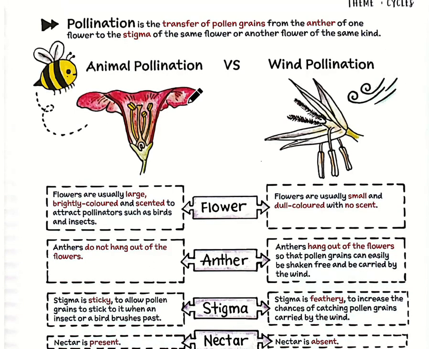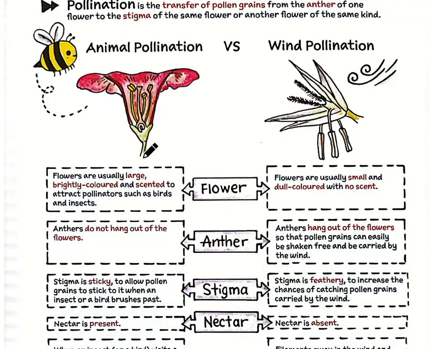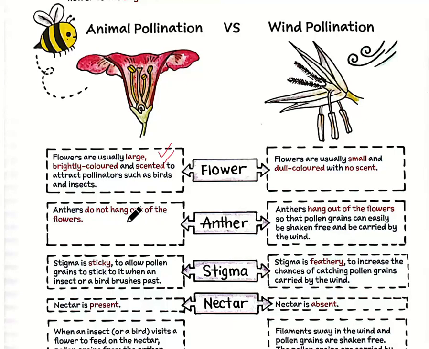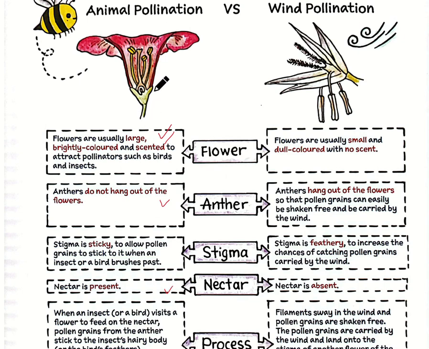Let's say for animal pollination, as we mentioned in class, flowers are usually large and bright in color. Scented means got smell, so the smell is to attract the pollinators to come over. And then the anther does not have to hang out of the flower, because the pollinator will come over and get the pollen grain stuck onto their body, and then they fly to another flower. This is how pollination takes place. Okay, and nectar is present for animal pollinated flowers, and the stigma is sticky to stay onto the insect or bird when they brush past.